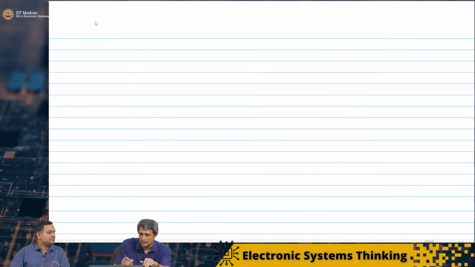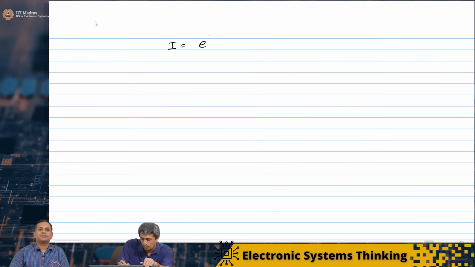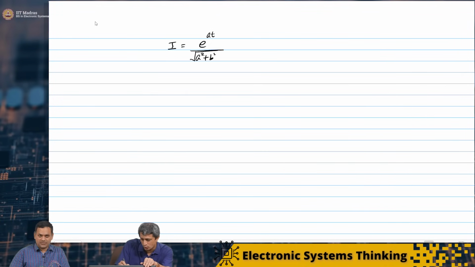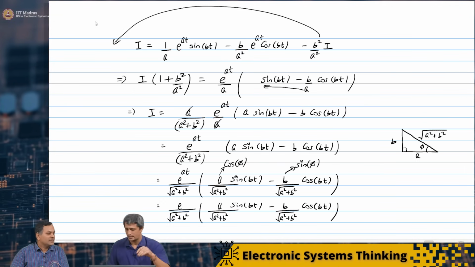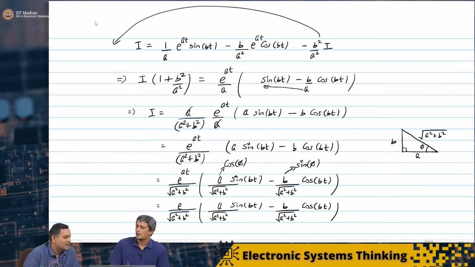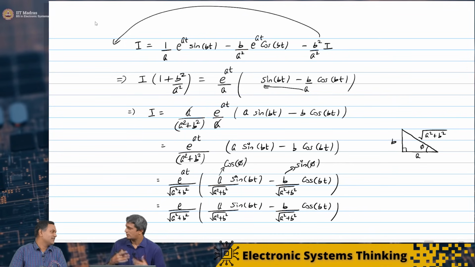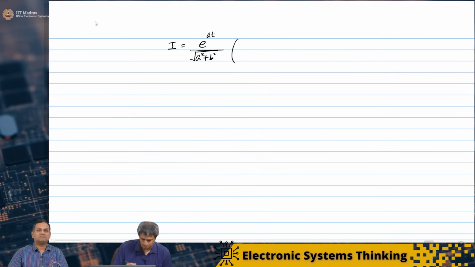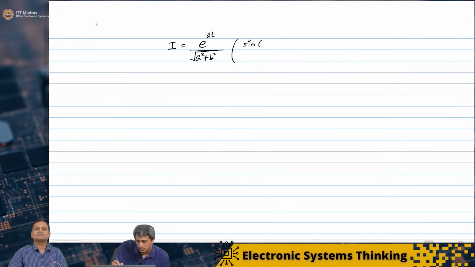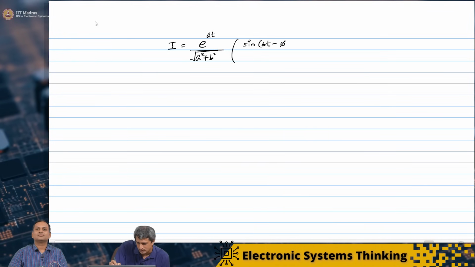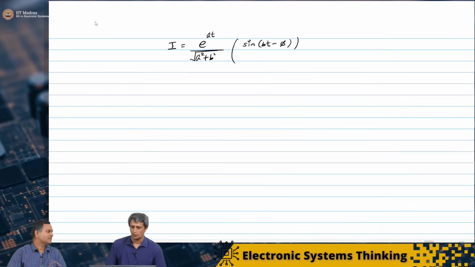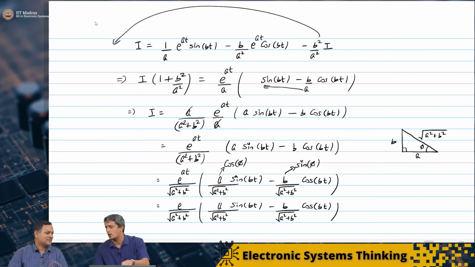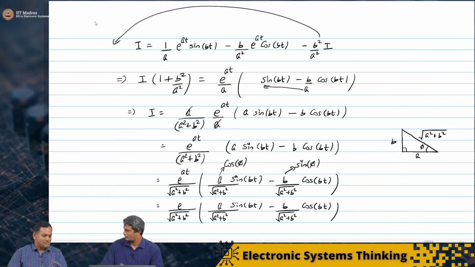And therefore I can write this integral as e power a t divided by root of a squared plus b squared, into sin bt cos phi minus cos bt sin phi. This is a very well known trigonometric identity. It has to be sine of bt minus phi. So note how these constants came out beautifully. We got a, we got b, and we got root of a squared plus b squared here, so we were able to do it so nicely.